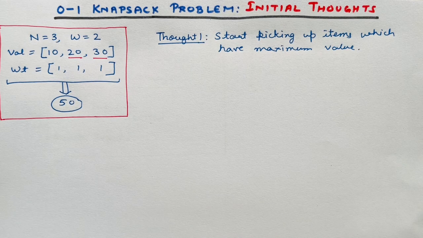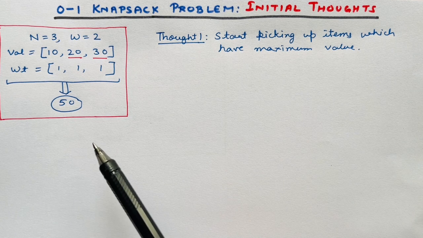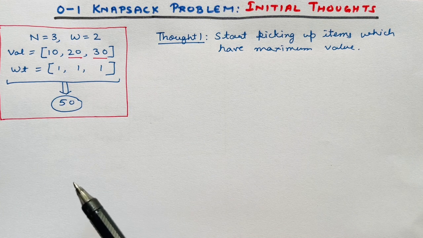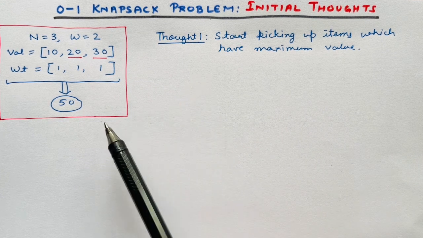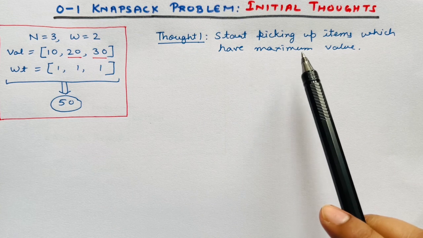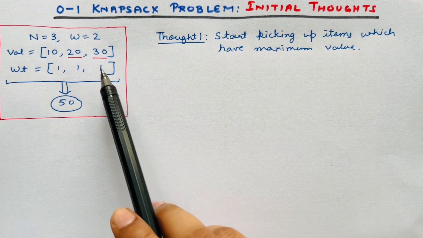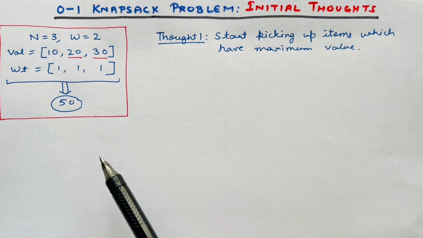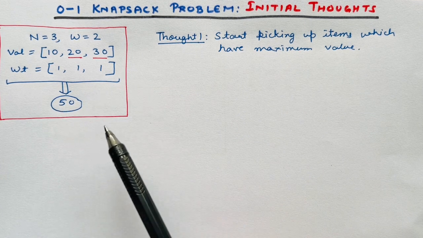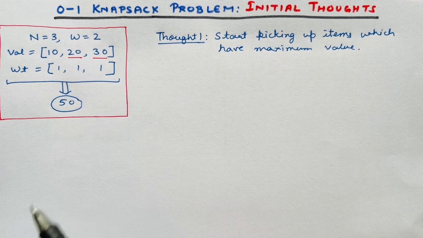Let's start thinking about this problem. So our aim is to get the maximum value. Now, what is the first thought that comes to our mind? The first thought that comes to our mind is that we should start picking up the items which have the maximum value. So we pick 30 and we pick 20. Now this works in this example, but it is not guaranteed to work in all examples.